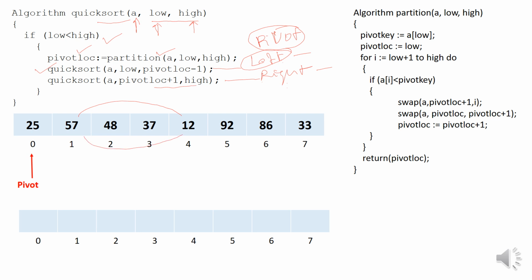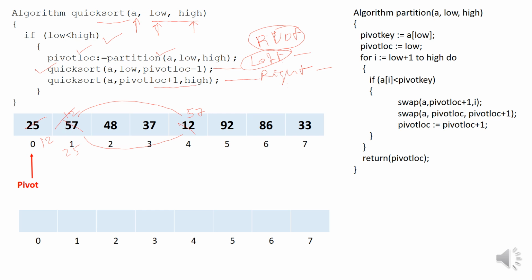So 12 is smaller than the pivot element. So the next element of pivot is interchanged. So this becomes 12 and this becomes 57. Then swap pivot element and small element, 12, 25. See, 12, 25, remaining elements. So 25 is fixed in its proper position.